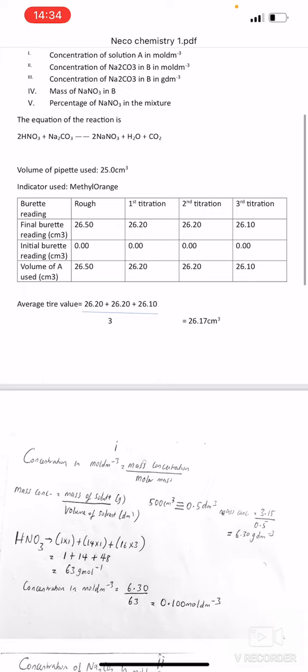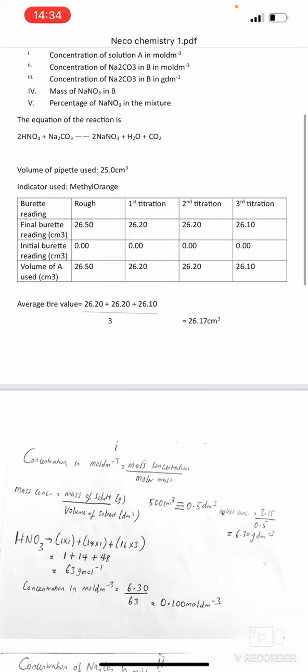And as you can see, they are concordant. The meaning of concordant titer value is that the difference between the highest value and the lowest value is between the range of plus or minus 0.2 cm³. And you can see that these are in a range. In fact, first titration and second titration are the same. And the third titration is 26.10. So if you minus it from the previous one, it's just 0.10 cm³. So it is within that range. So they are concordant, and I take the average.